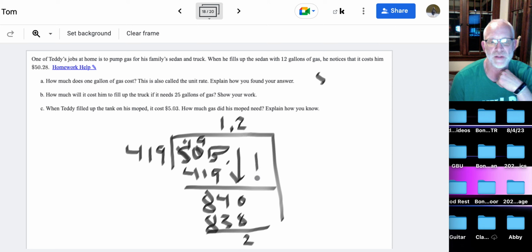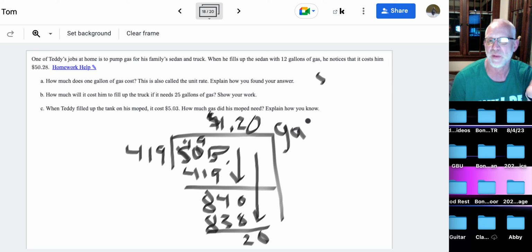And bring down another 0. And I said, well, how many 419s can go into 20? That's 0. So I'm like, well, that's pretty good. We're going to call it 1.20. Or how much gas did he need? He needed 1.2 gallons. And I saw some people had like, different fractions, and it all worked out.